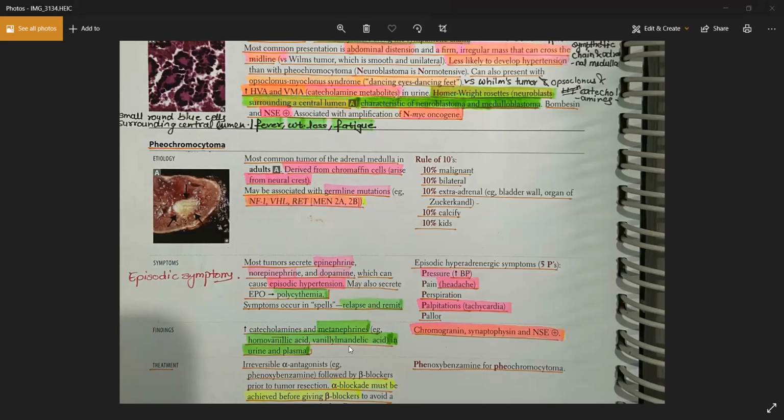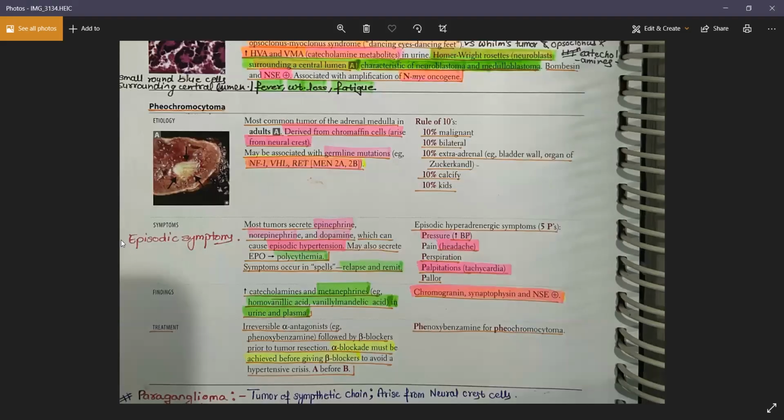Very important to know. Other things: the markers of this tumor would, of course, be some markers of the neuroendocrine cells. The synaptophysin, the chromogranin, and the neuron-specific enolase. Right? These will all be there.